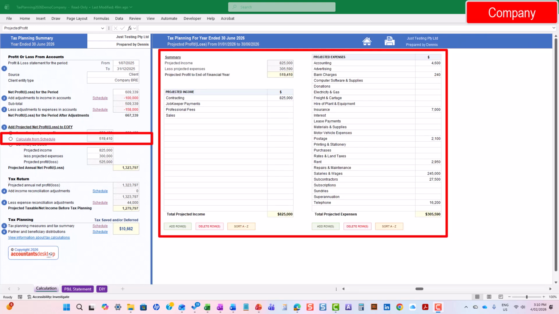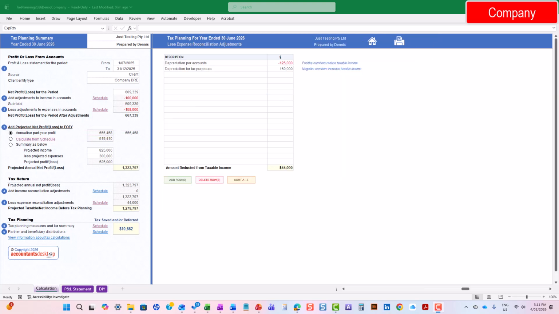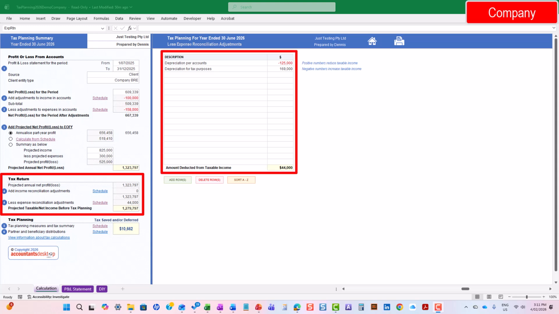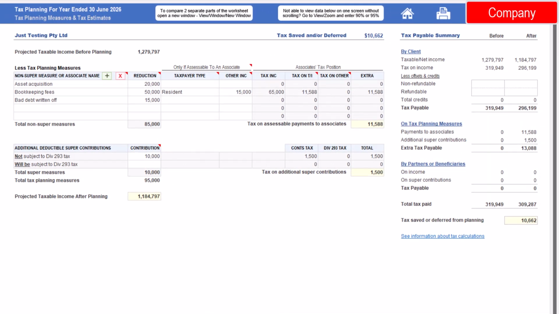At the second option, you enter details of each income and expense item for the remaining period. And at the third option, you enter a summary of the total income and expenses for the remainder of the year. For the purposes of this demonstration, I've selected the first option. At step 4, you enter tax reconciliation adjustments. In our example, I've added back depreciation in the accounts and shown depreciation for tax purposes to arrive at a projected taxable income. So at step 5, you explore some tax planning measures.